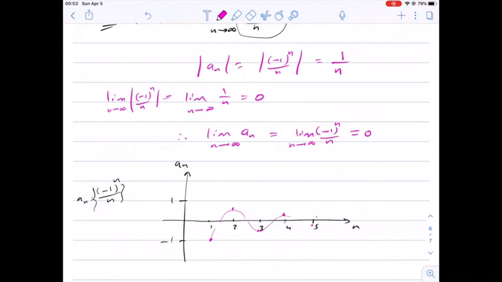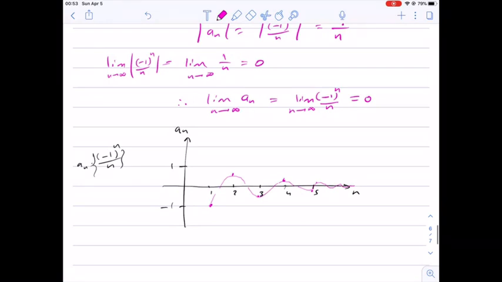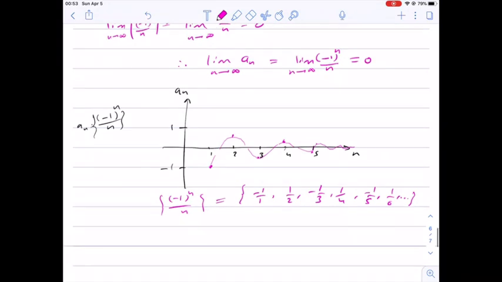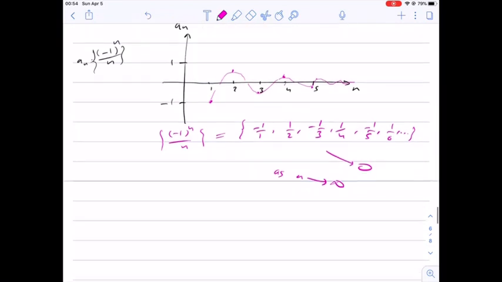So as you can see, the sequence is convergent, and it converges to 0. As you can see, the height becomes closer and closer to the n axis, the horizontal axis, and that means the height becomes 0 eventually. So this sequence, -1 over 1, 1/2, -1/3, 1/4, -1/5, 1/6, etc., this is -1 to the power n over n. This converges to 0 as n approaches infinity.